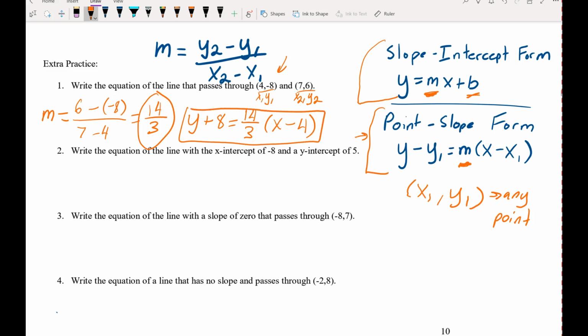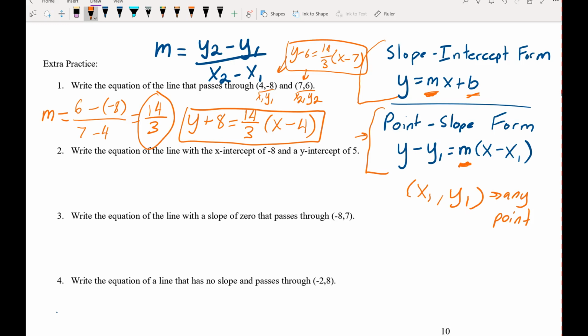Now this isn't the only equation you could have had for this one. You could also use that point right there to get y minus 6 equals still the same slope, 14 over 3, times x minus 7. Those are equivalent equations in this case.